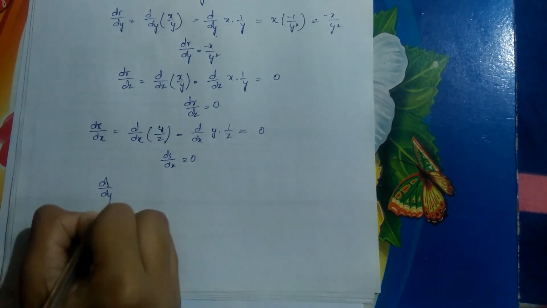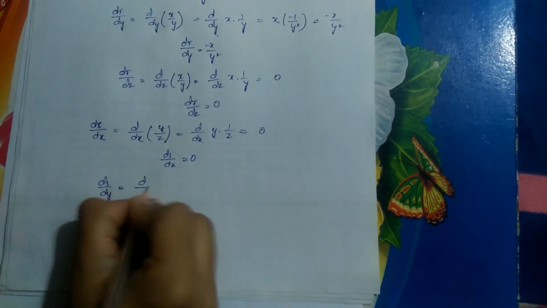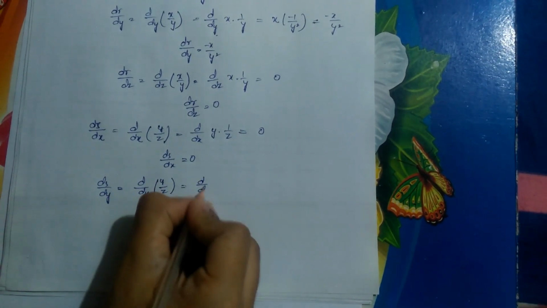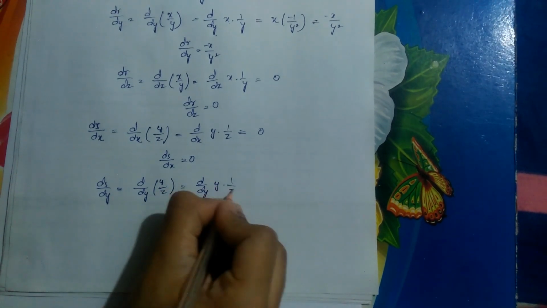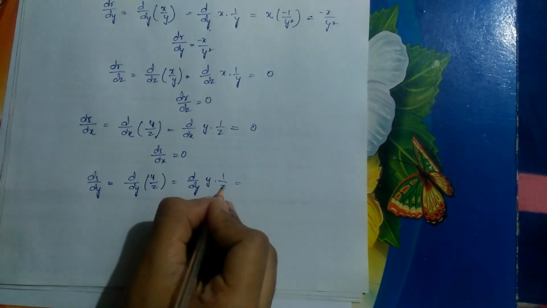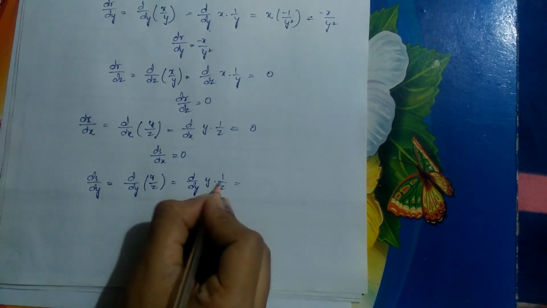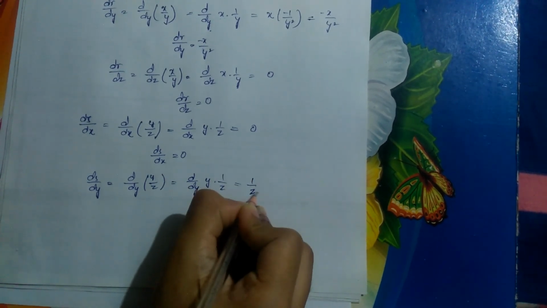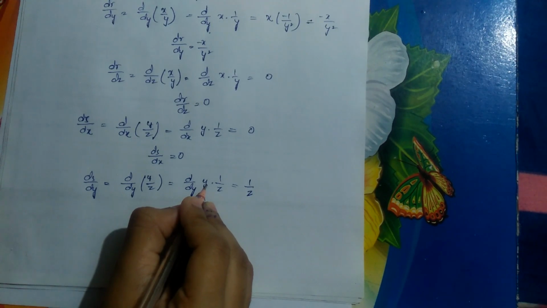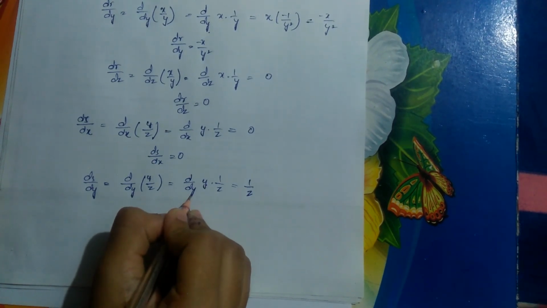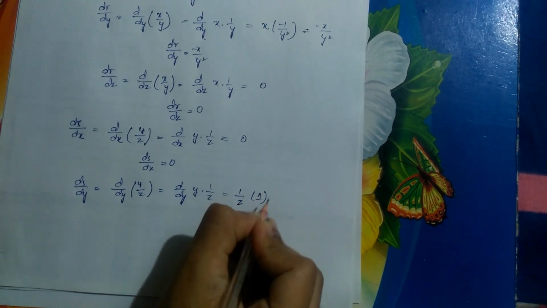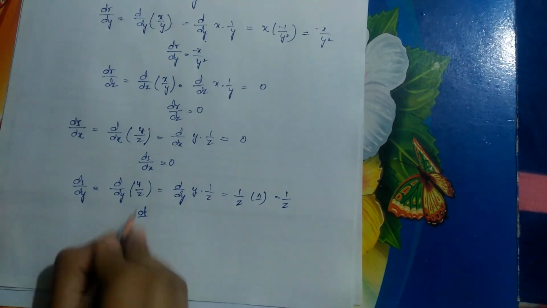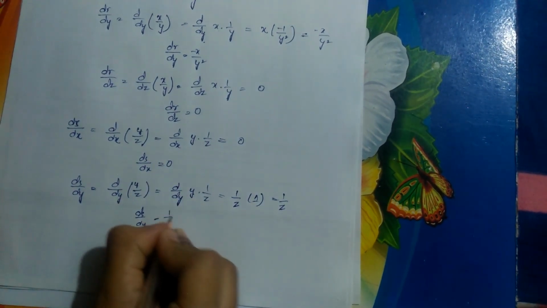Then dou s by dou y. Now s is derived with respect to y. Then dou by dou y of s is y by z. Then that equals dou by dou y of y into 1 by z. That is y into 1 by z derived with respect to y. Then the other variable 1 by z is treated as constant. So write 1 by z as it is. Then y is differentiated with respect to y. It becomes 1. So that equals 1 by z. Then dou s by dou y is equal to 1 by z.